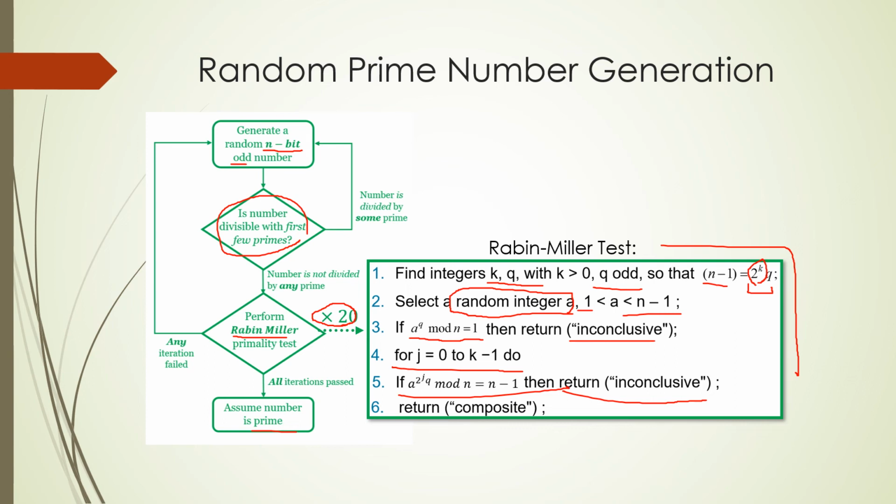Now, if any of these 20 iterations fails, and one of those 20 Rabin-Miller tests fails, then you need to go all the way up to the very first step and generate another random number. And you continue doing this until you run Rabin-Miller 20 times and it all passes. If it all passes, then the algorithm is over and you generated your prime number.